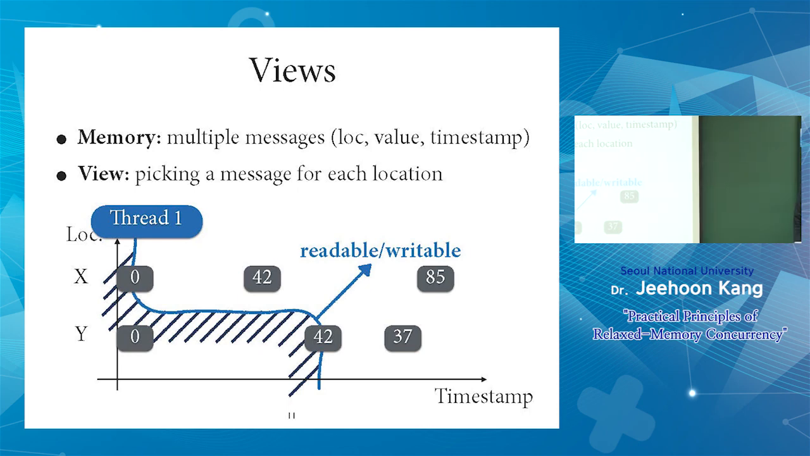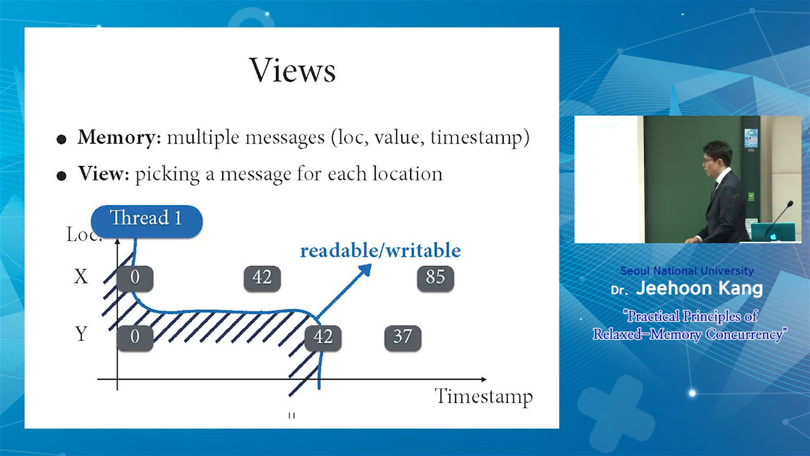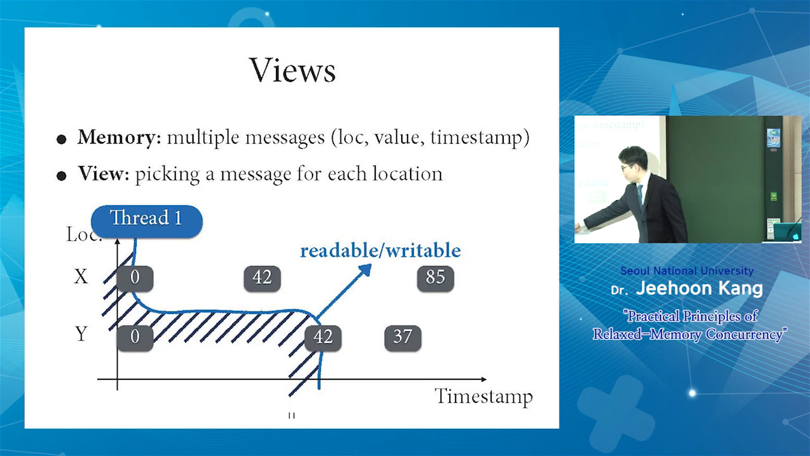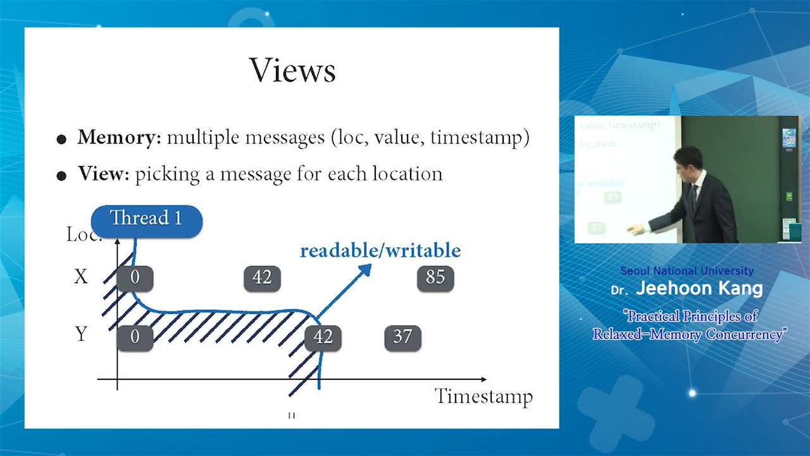On the other hand, when writing to a location, it first has to choose a timestamp that is strictly bigger than its view. For example, thread 1 has to choose this or this. Then it adds a message here, and its view is updated to point to this new message.